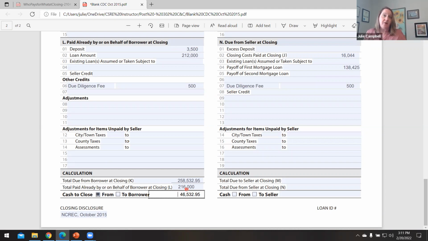This is your third test question on the closing disclosure. How much does the buyer have to bring to closing? Questions on the buyers, debits minus credits.